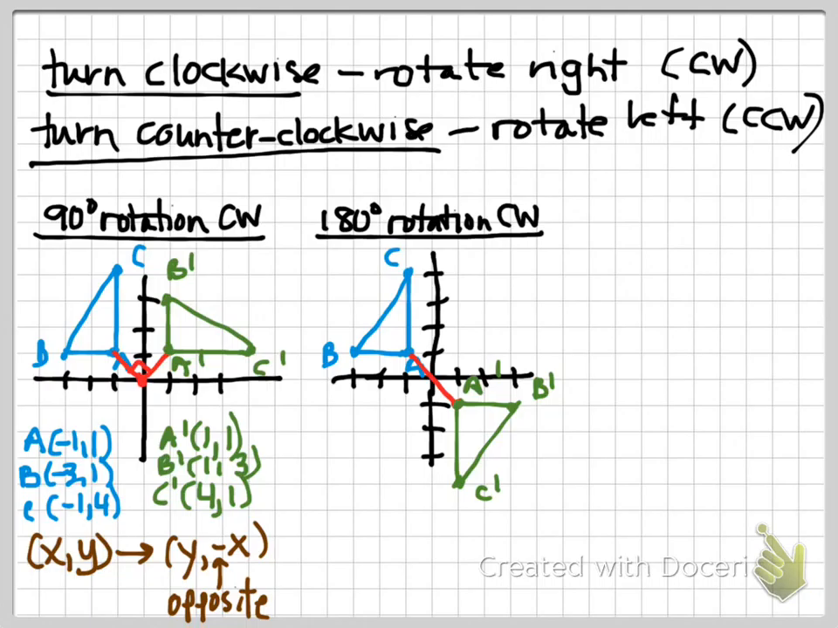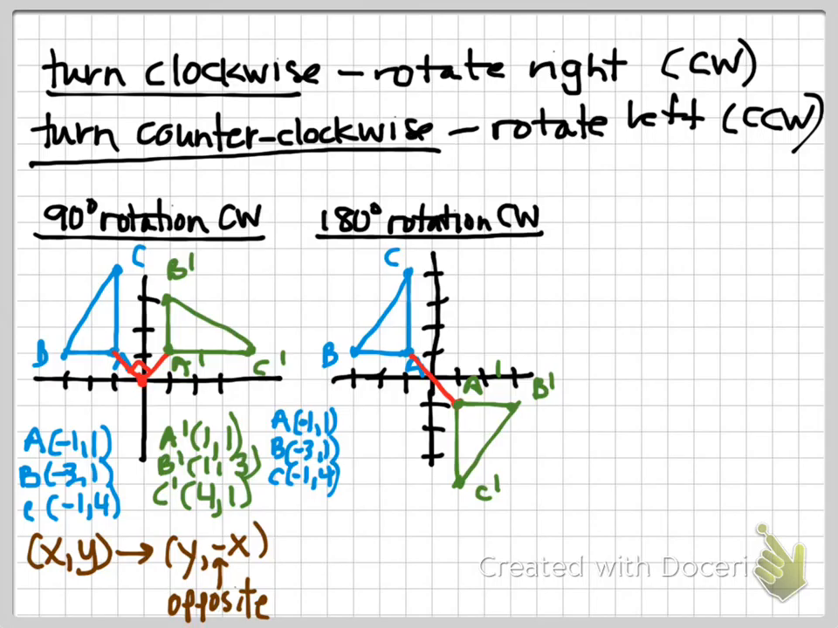So I'm going to put our ordered pairs over here. We have the same A, which was the negative 1, 1. This B was the negative 3, 1. The C was the negative 1, 4.